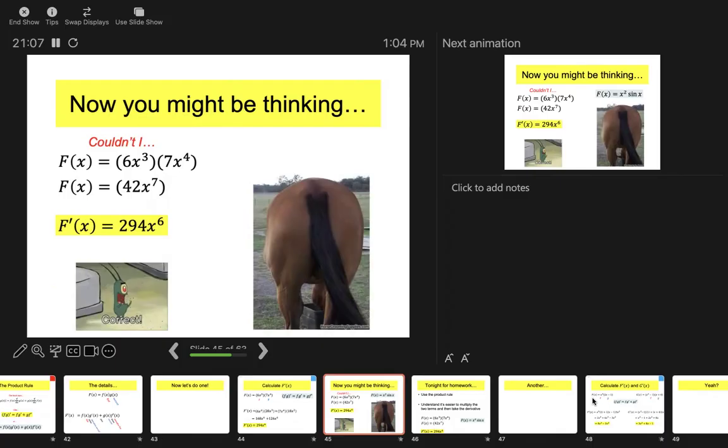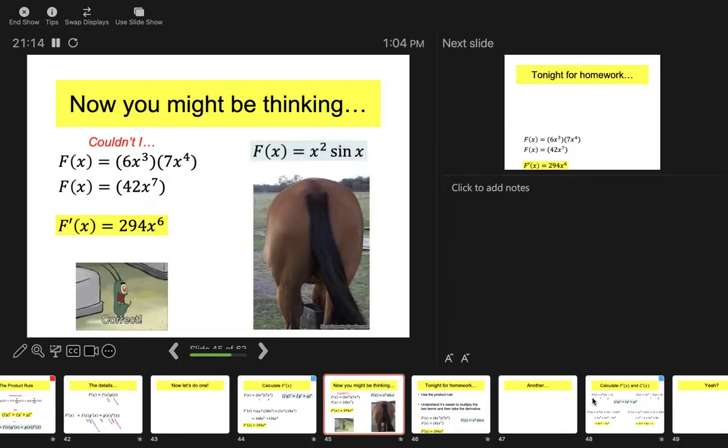The but here is this. It doesn't work every time. It works every time, unless there's trig. Unless there's something where you can't multiply them together and get an answer. I mean, clearly I can multiply x squared times sine x if I know what x is. But if I don't know what x is, I can't multiply them together.